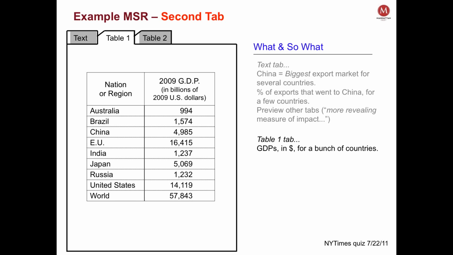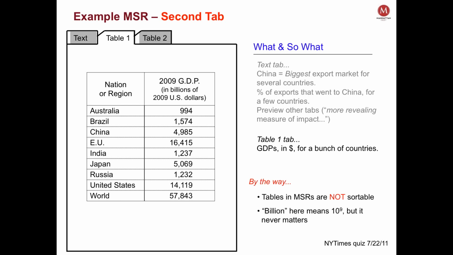I've got the GDP of every nation or region listed. IR is full of stuff like this. Real world data, a lot of it downloaded from census sites.